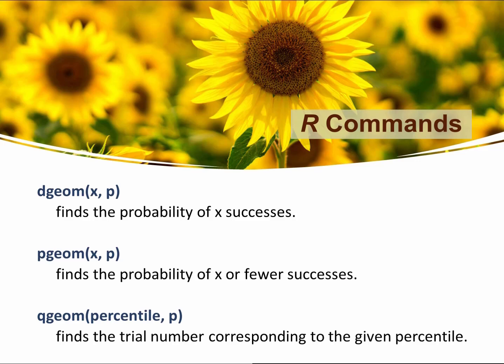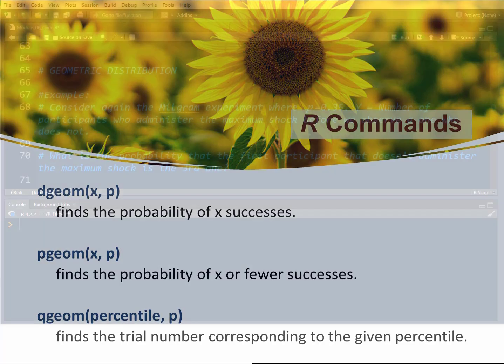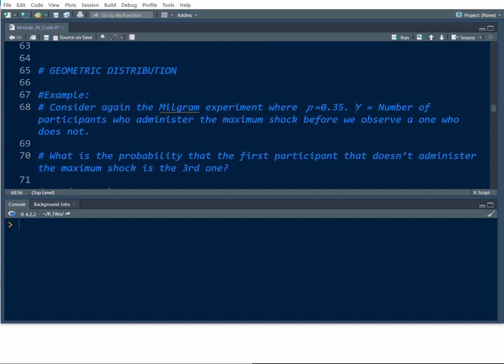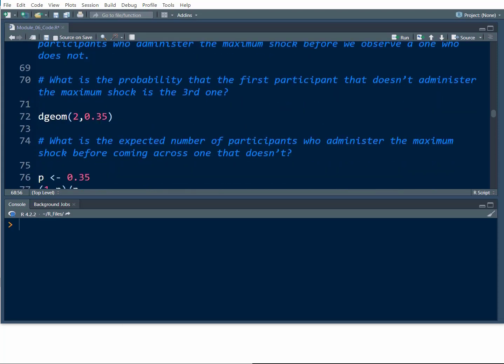In R, we can use the dgeom(x, p), or pgeom(x, p), or the qgeom(percentile, p) commands in much the same way as we did for the binomial distribution. Let's look again at the Milgram experiment where p equals 0.35, the probability of not administering the maximum shock. Let y be the number of participants who administer the maximum shock before we observe one who does not. Then y follows a geometric distribution with p equals 0.35.